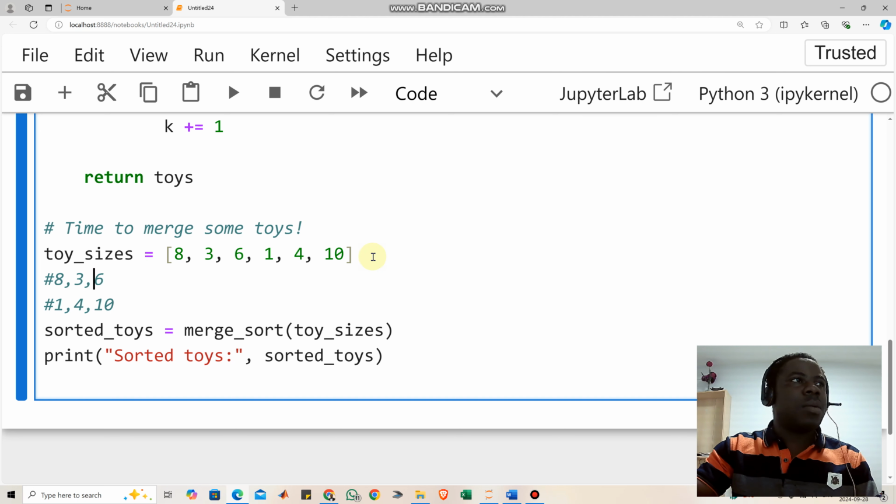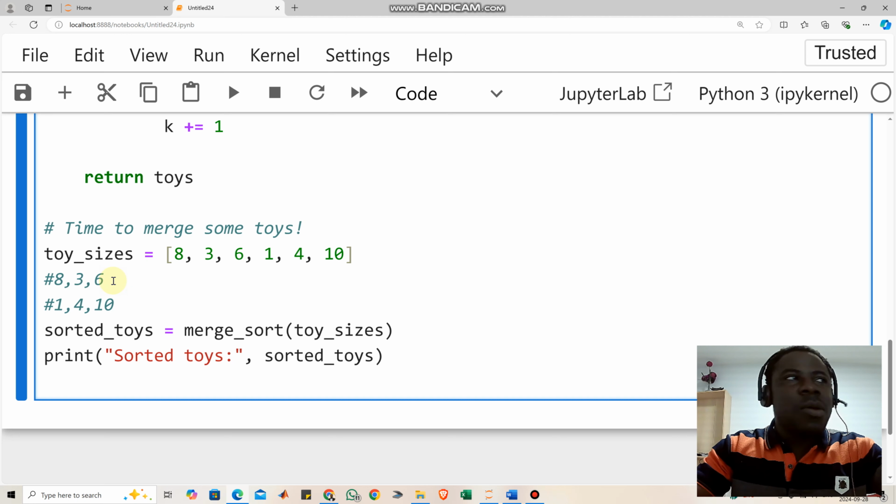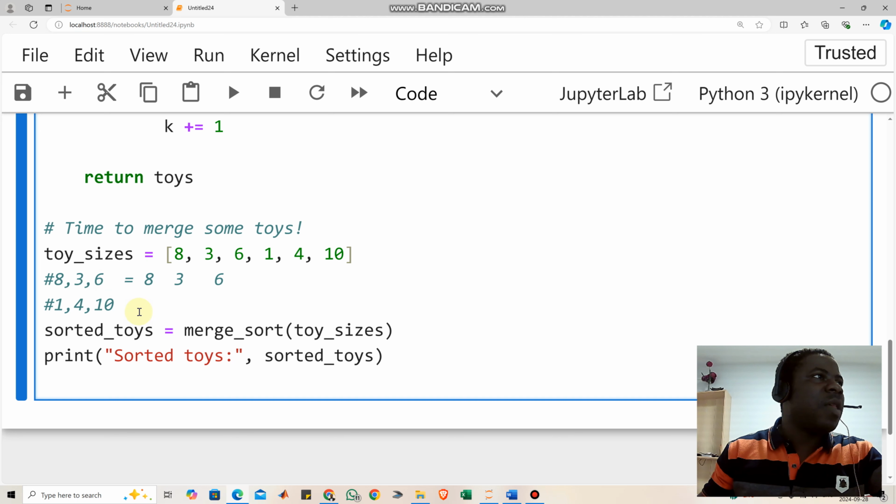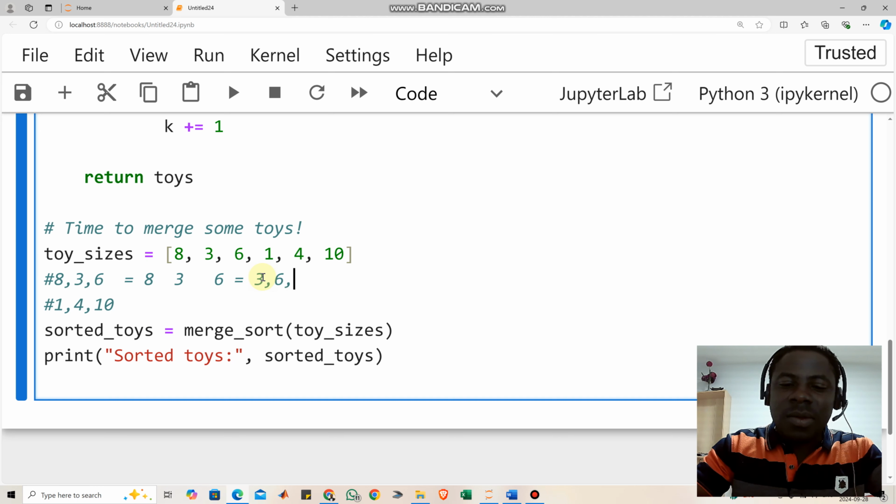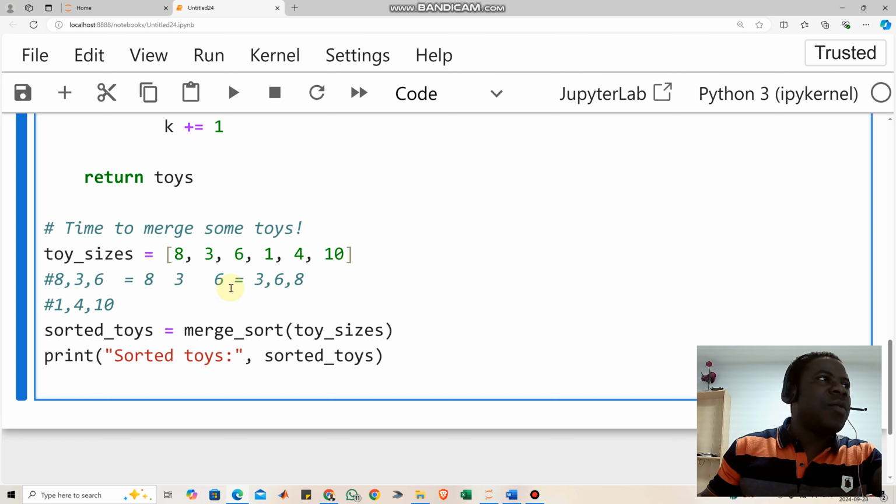Now, this is what is going to happen. But you're going to agree with me that since this is more than two, what it's going to do is separate this 8, then give it space, 3 and 6. Now, before that, it's going to arrange this, and you're going to agree with me that we're going to have 3, then 6, then 8. Now it has successfully arranged this.